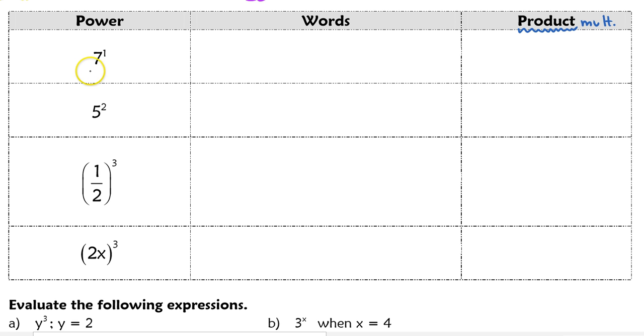For our very first power here, remember our base is 7, our exponent is 1. Now, we don't say 7 to the 1 power, we actually say 7 to the first power. So 7 to the first power is how we would describe this in words. And for our product here, since we're only repeating 7 one time, we just write 7.